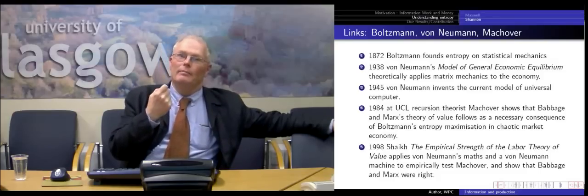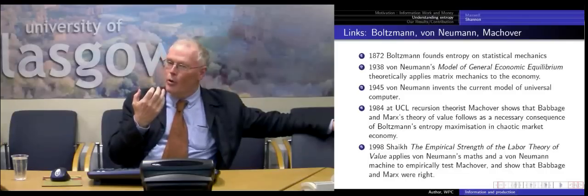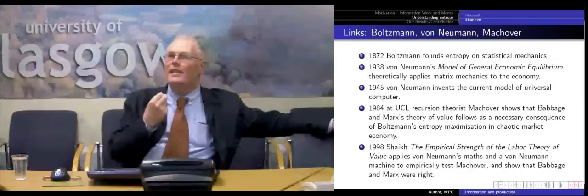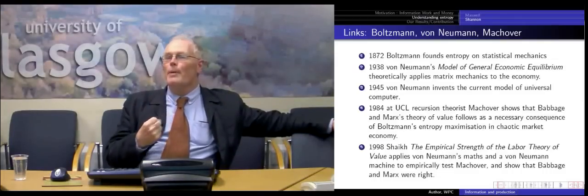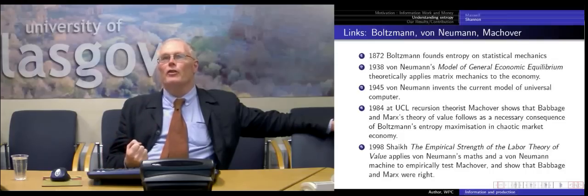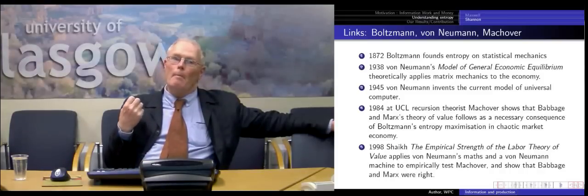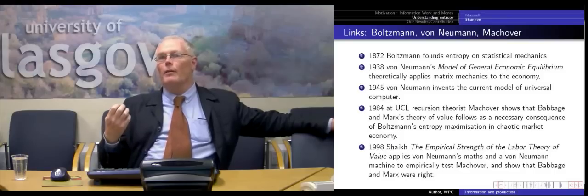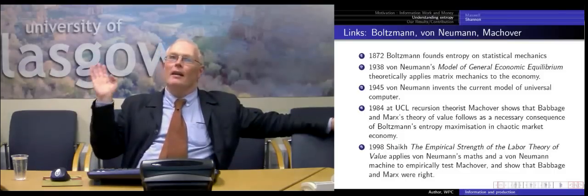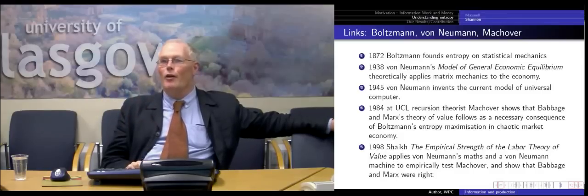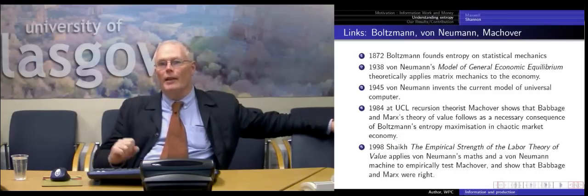In 1948, a recursion theorist, that is to say, someone who studies recursive algorithms, showed that Babbage and Marx's theory of value follows as a necessary consequence of Boltzmann's entropy maximization in a chaotic market economy. That's Machover, professor at UCL. And in 1998, Anwar Shaikh, in his empirical strength of the labor theory of value, applied von Neumann's maths and a von Neumann computer to empirically test Machover and show that Babbage and Marx were right about value.